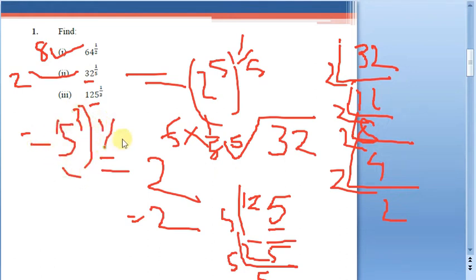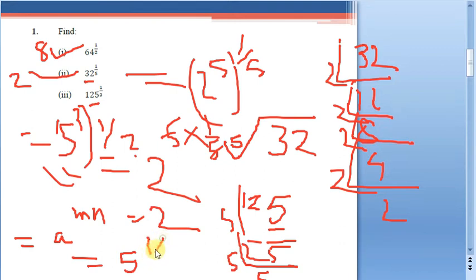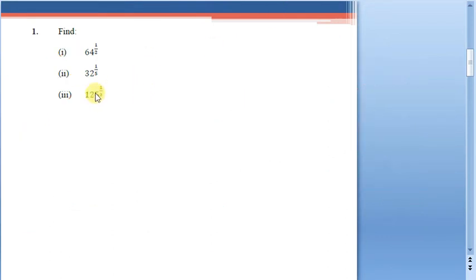Now in which form is it? a power m whole power n. So a power mn. So a power mn, that means 5 power, in place of m what is there? It will be 3. In place of n what is there? 1 by 3. So 3 and 1 by 3 will get cancelled one time. The answer is going to be 5. So that is how we obtain the answer as 5 in this case. So that is the solution for our first question.